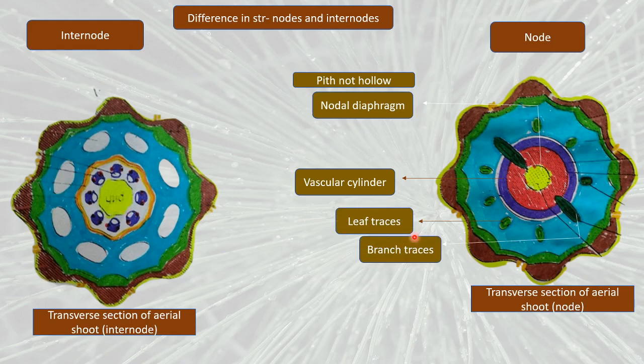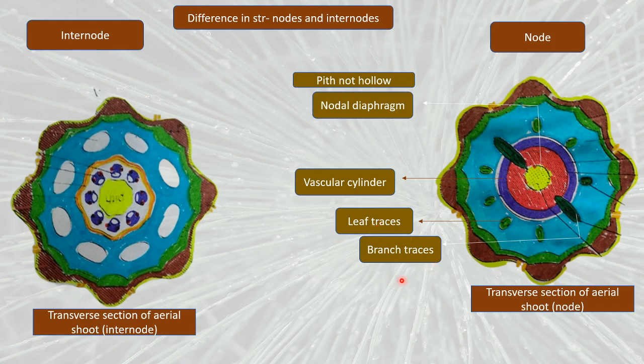Now another important thing that we need to know about node is the presence of leaf traces and branch traces. These are leaf traces, and the larger ones are branch traces and the smaller ones are leaf traces, right? So what are these leaf traces and branch traces? If you remember, I told that from the nodal region the leaf as well as the branch arise, right? So there will be leaf traces present because this is the area from where leaf arise and this is the area from where branch arise, right?